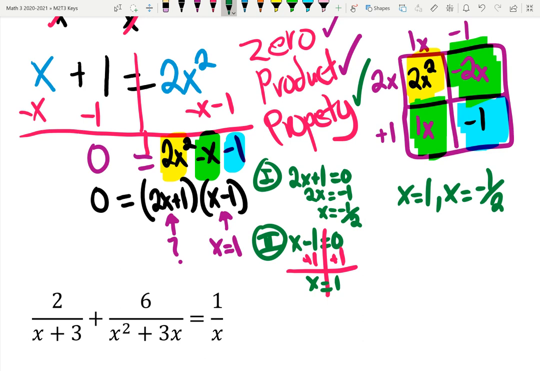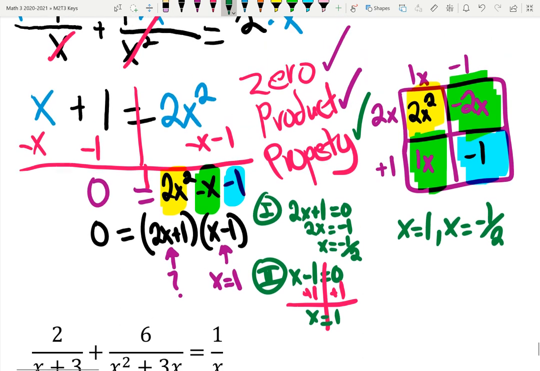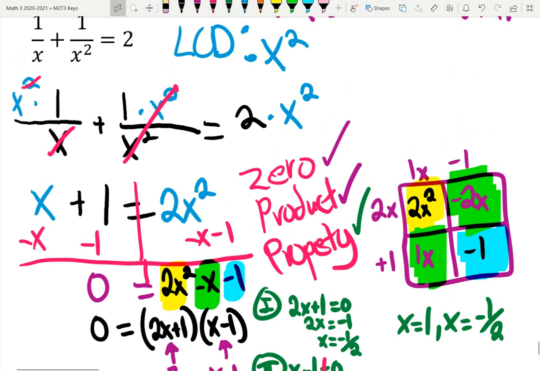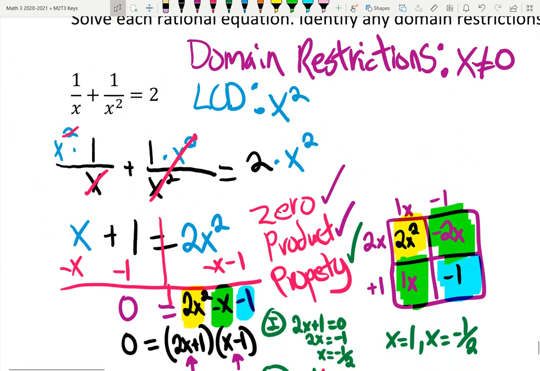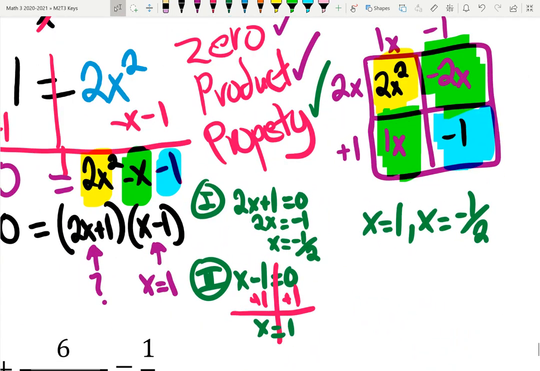and now I have to just check my domain restriction. I look up, what did I check before I started solving? That x can't be 0, none of my solutions are 0, so voila, I've been able to successfully solve a rational equation. Notice how my answer includes what x is, what x cannot be.